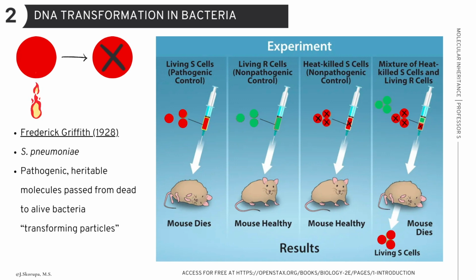So, Griffith observed that pathogenic heritable molecules passed from dead to alive bacteria. And in his incomplete understanding of the role of DNA in genetics, he called these molecules just transforming particles. He called this phenomenon transformation, now defined as a change in genotype and phenotype due to assimilation of foreign DNA. Again, a bacterium takes in DNA from its environment, often DNA that's been shed by other bacteria. This is the first experiment suggesting that bacteria can transfer genetic information.